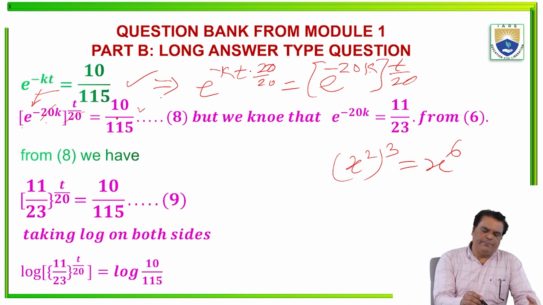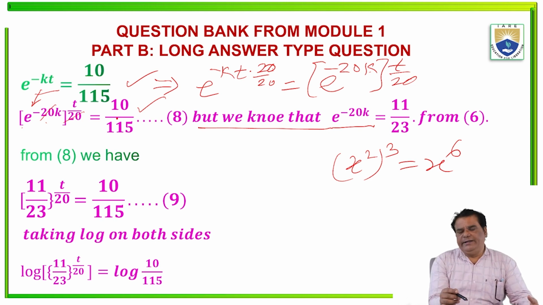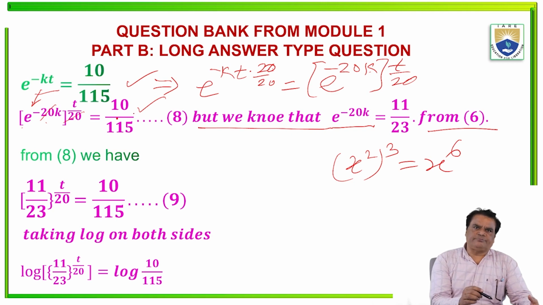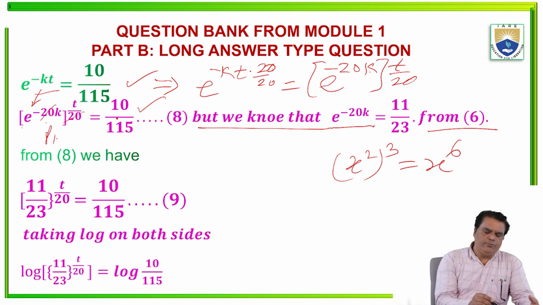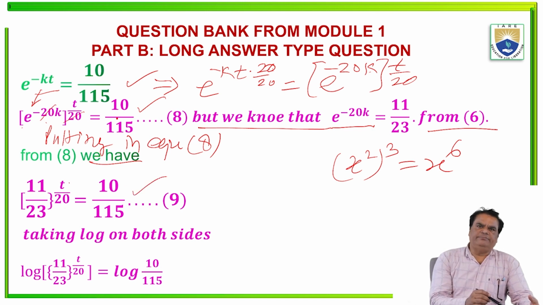So now this equals 10 upon 115. But we know from equation 6 that I have already found the value of e to the power minus 20k is 11 by 23. Putting from 6 in equation 8, we have 11 upon 23 whole to the power t upon 20 equal to 10 upon 115. This is equation 9.